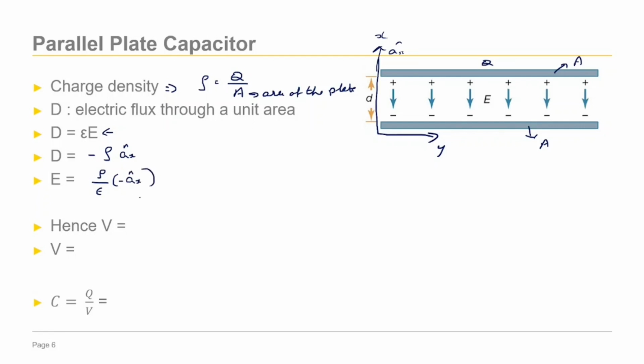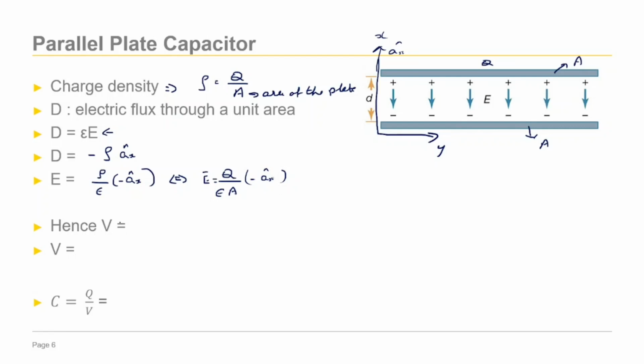This in turn can be rewritten in terms of charge, since rho here is going to be charge by area. So our electric field may also be expressed as Q by epsilon A in the negative AX direction.